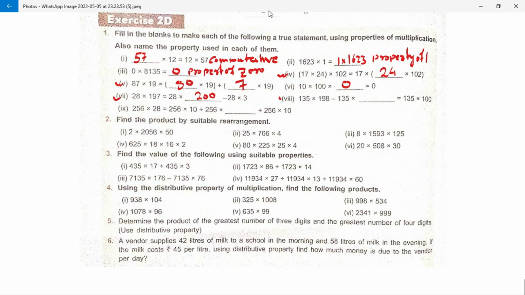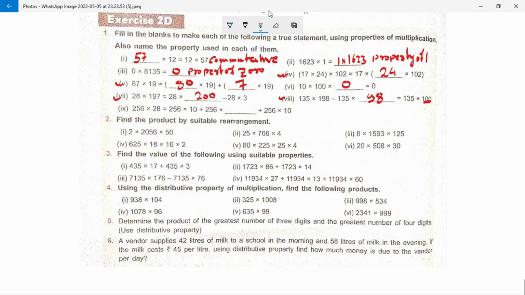Number 8. So 135 into 198 minus 135 into blank you have to give. So what will we subtract from 198 to get 100? We will subtract 98. So which property is it? It is also the distributive property of multiplication over subtraction.